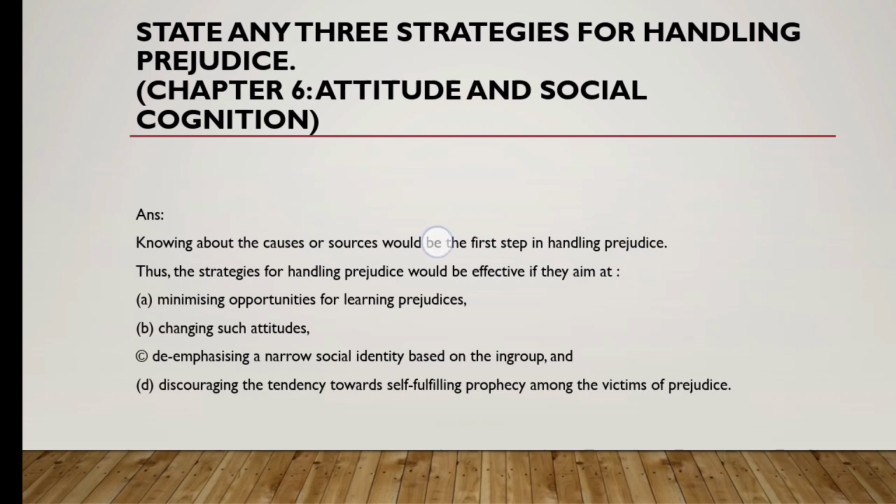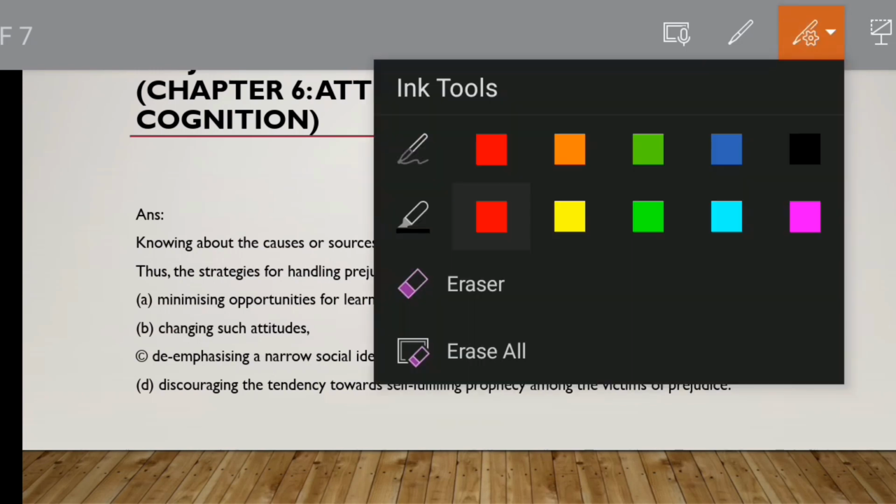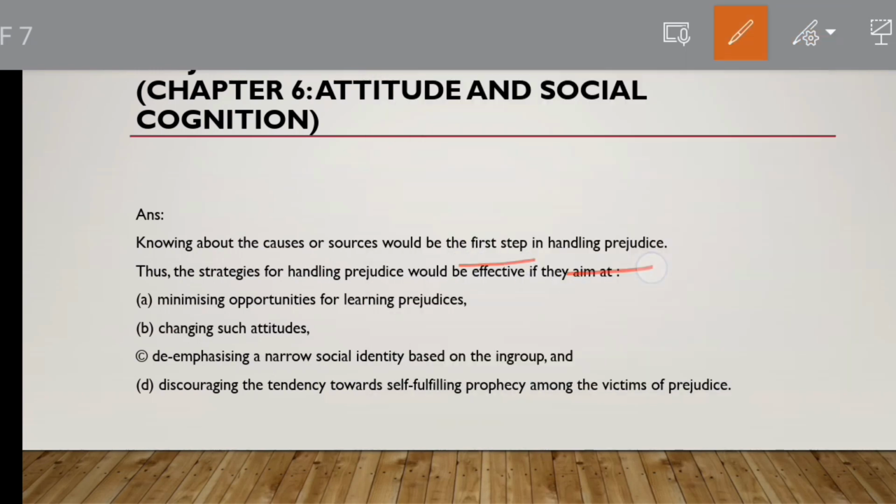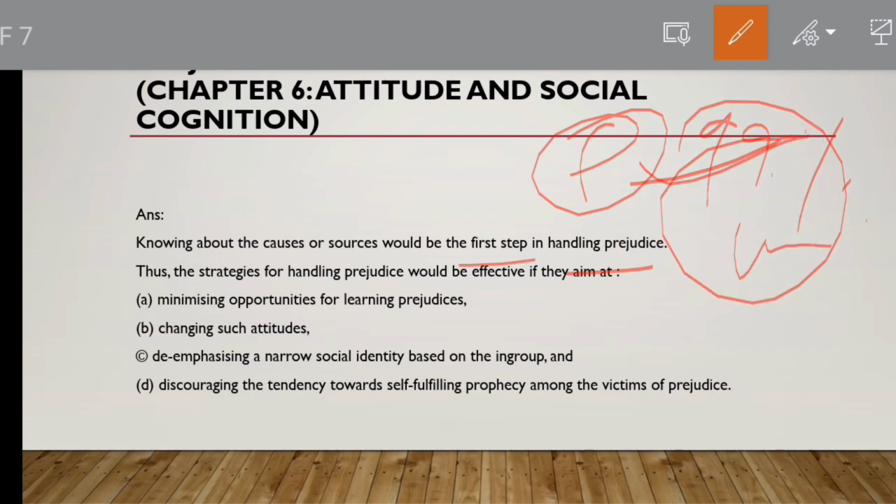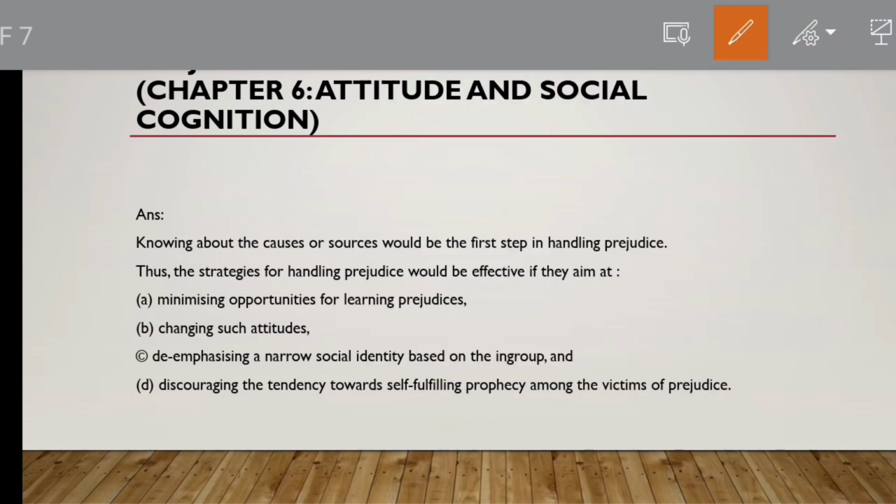So now, knowing about the causes or the sources would be the first step in handling prejudice. Like if you are having fever, 99-degree or 100-degree fever, the first thing is knowing the reasons, knowing the sources. If you have eaten something bad or if it's because of the weather change. So however we deal with anything, we first go to the reason, how did this happen, to eliminate the reasons.